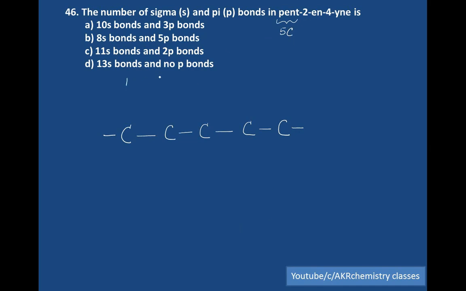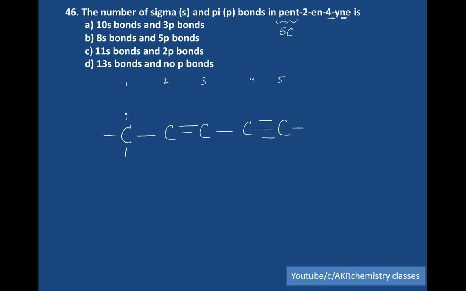2-en, number it 1, 2, 3, 4, 5. 2-en means between the second and third carbon atom there should be a double bond. 4-yne means between the fourth and fifth carbon atom there should be a triple bond.